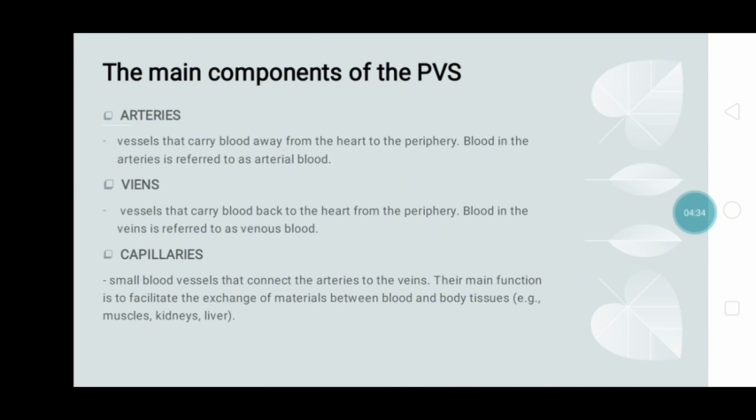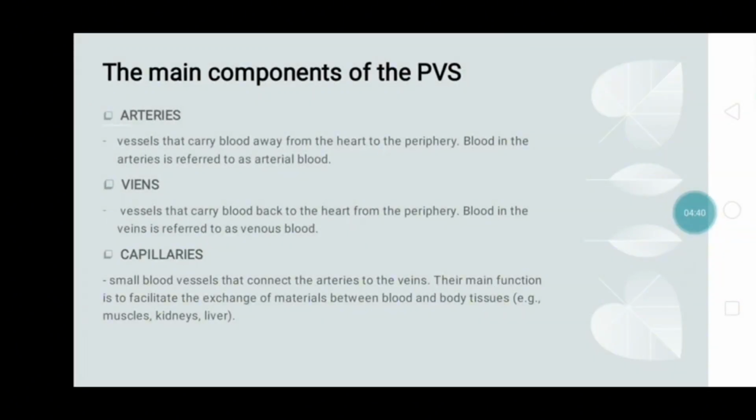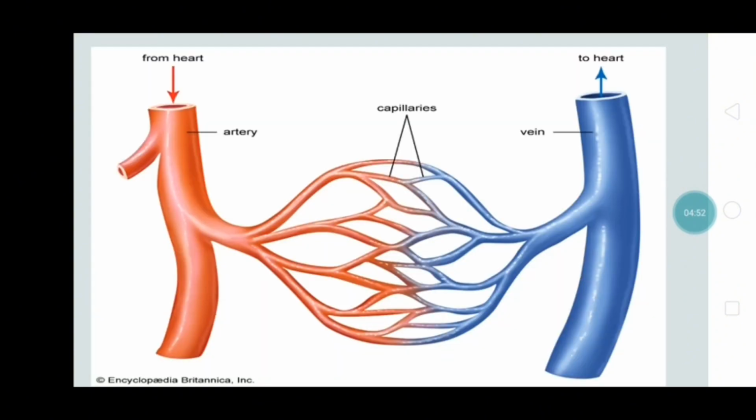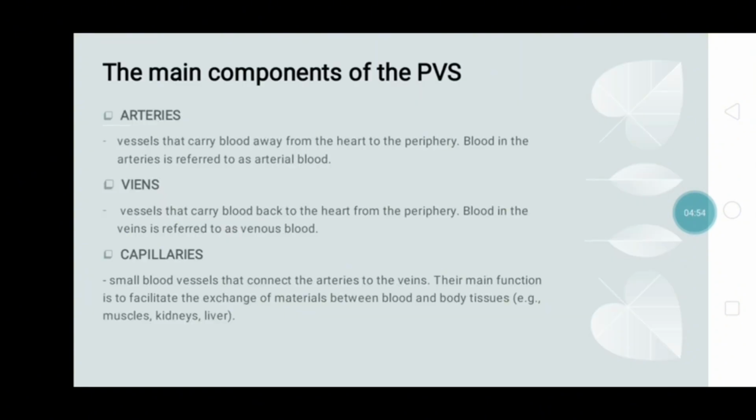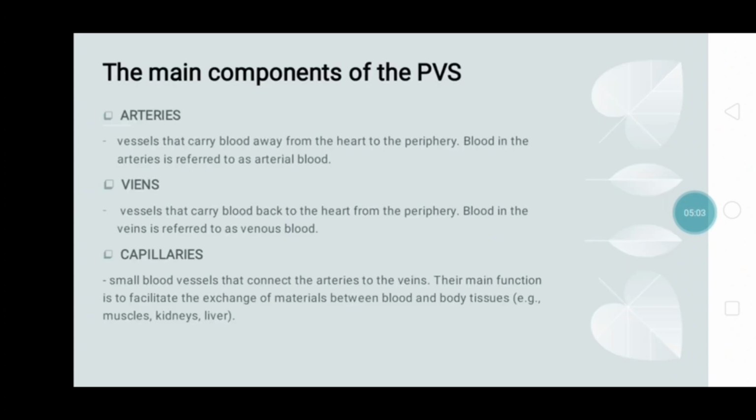So next are the capillaries. The capillaries are small blood vessels that connect the arteries to the veins. So etong capillaries naman, siya yung nagko-connect ng arteries to the veins. So ito siya. They are the smallest blood vessels in the body, connecting the smallest arteries to the smallest veins. These vessels are often referred to as microcirculation, approximately 5 micrometers in diameter.